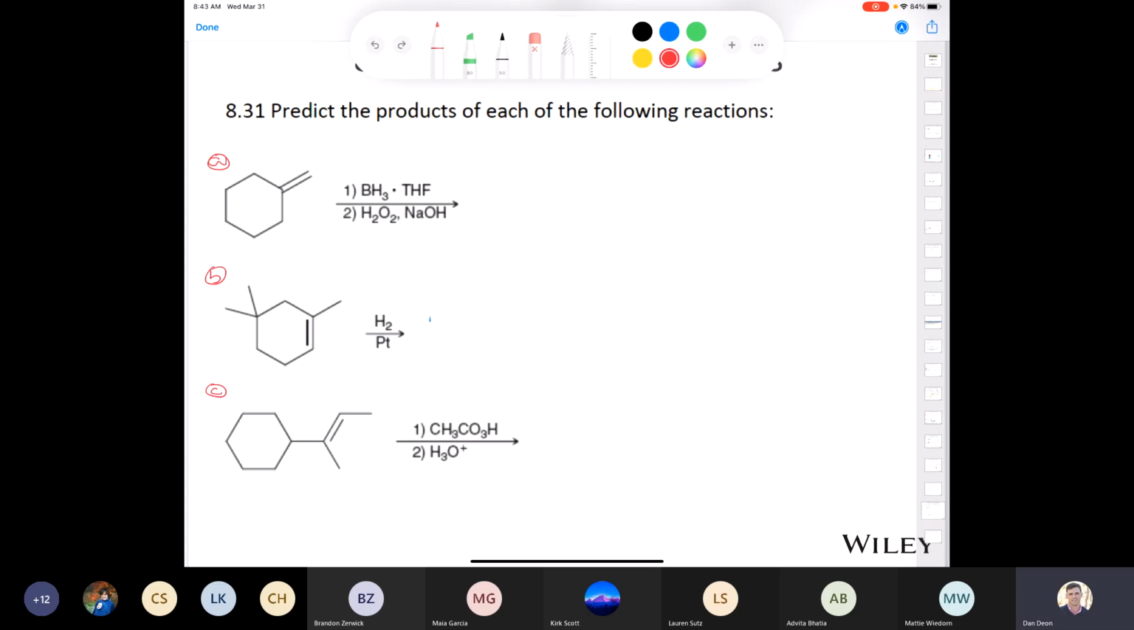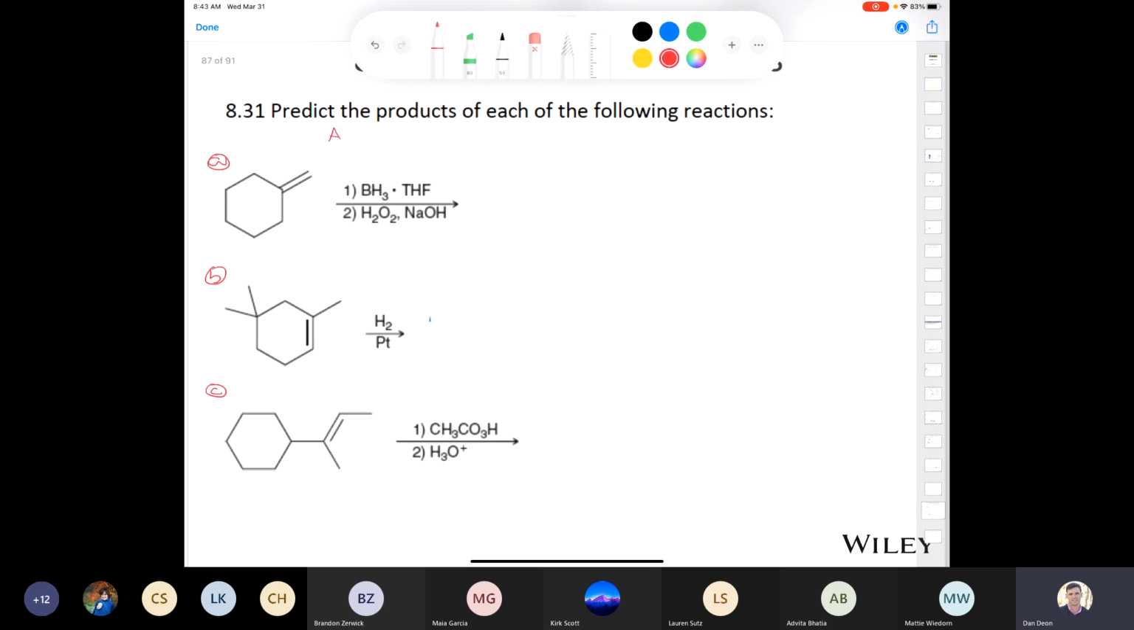Exactly. It's just an anti-Markovnikov addition of water, right? And Chris is saying it also occurs by a syn stereoselectivity. Right now, in this case, we don't have to worry about the syn addition so much because you don't end up with any chiral centers. But you're right, Chris. Absolutely.